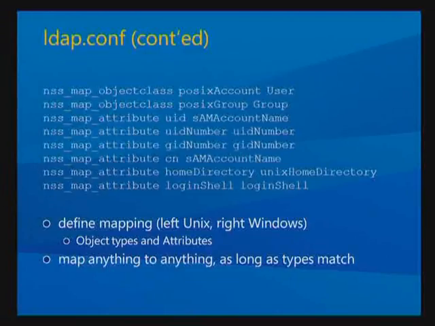And you can map anything to anything. So if you want to put the home directory in the favorite drink attribute, feel free, as long as the types match. On the left side it should be an integer, on the right side an integer. It should be a distinguished name on the left side, and on the right side a distinguished name too. Otherwise this will not work. So that's it for name resolution.